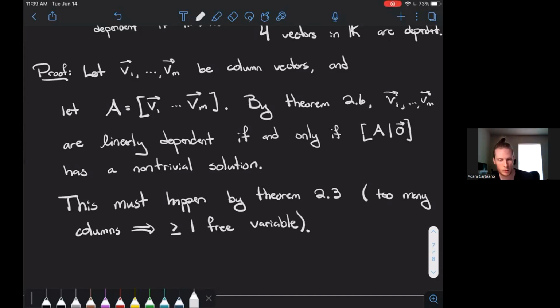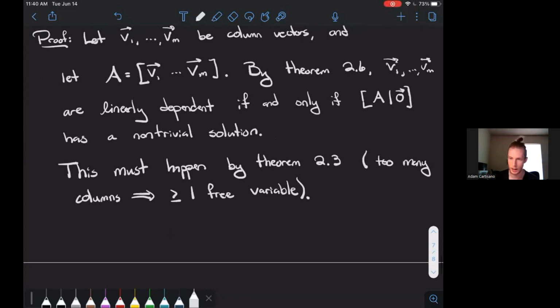Since we have a free variable, we're free to plug in a non-zero number for that variable to obtain the desired linear combination. This is a lot of work to just distill an observation. So we're just going to say this is the end of the proof. Very short observation. Good.